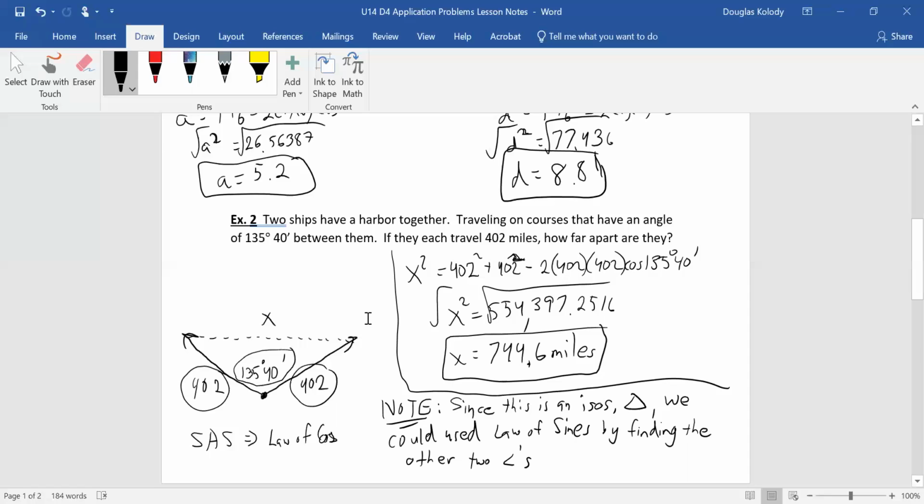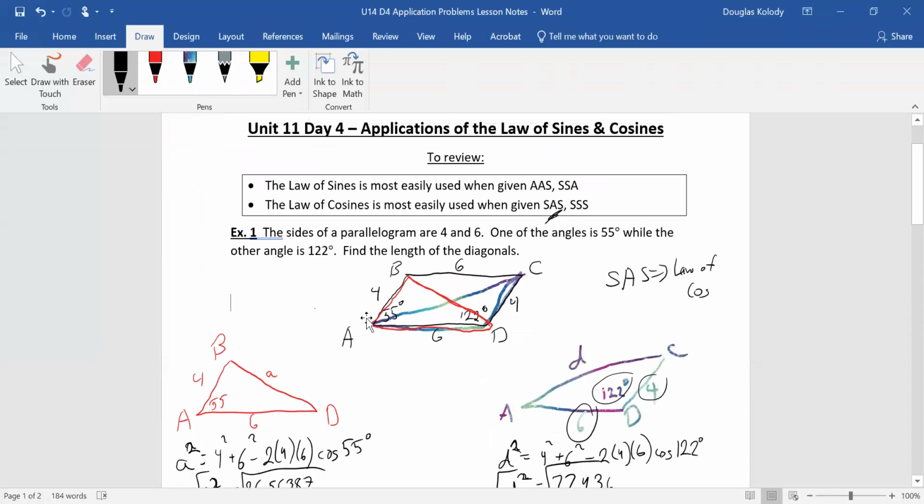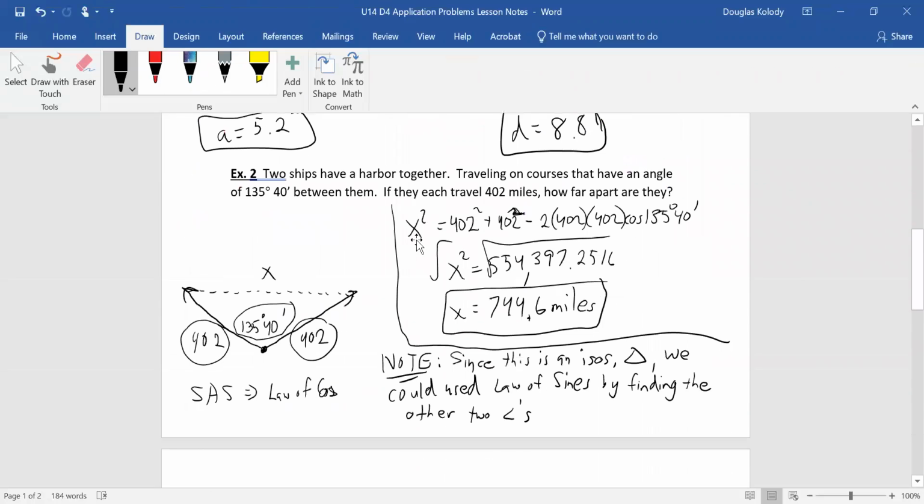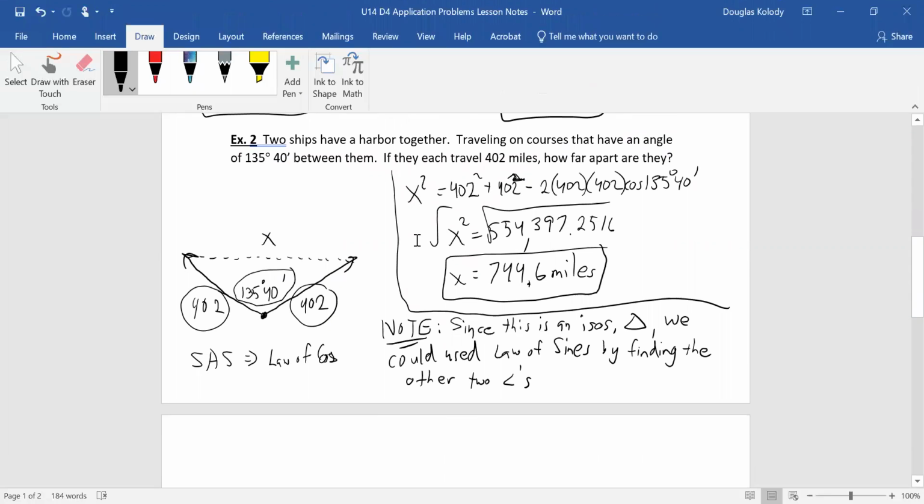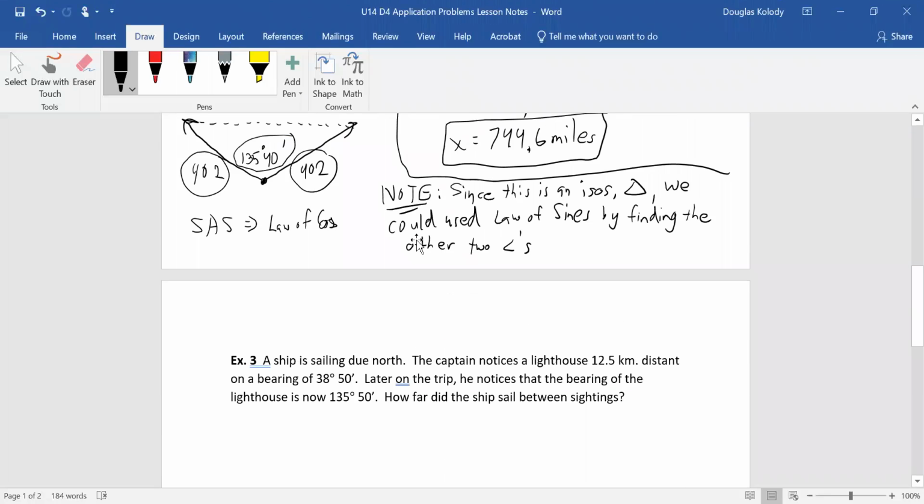All right, so that said, law of cosines seems to be, and look what I wrote up here, the most easily used method. As I always say to my classes, there's always more than one way to eat a Reese's. And so you could have solved this using the law of cosines or the law of sines.